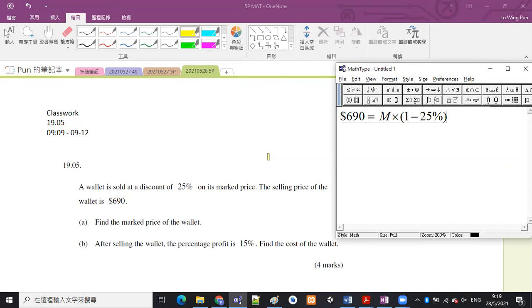The dollar sign is also okay. So M is equal to this. It's okay. And then part B. After selling the wallet, the percentage profit is 15%. Find the cost of the wallet. Again, we have already found the mark price and we have the selling price. And now there's an extra piece of information, that is 15%. What does it represent?